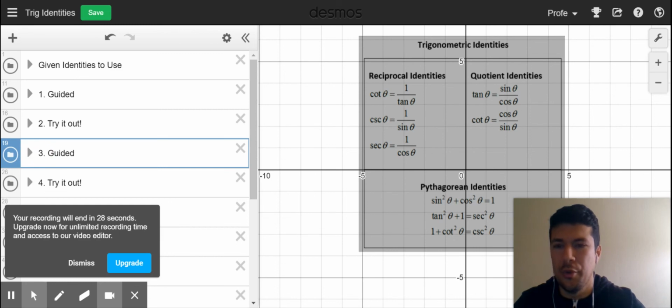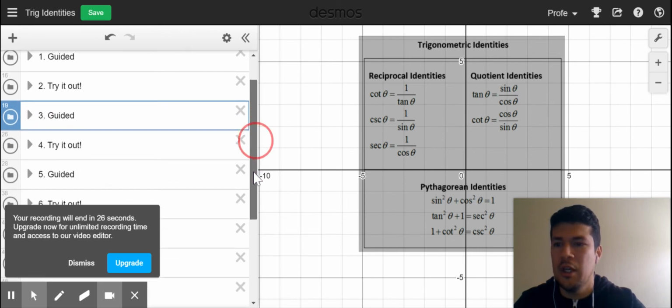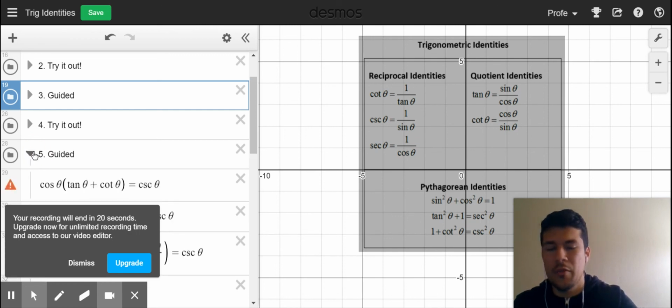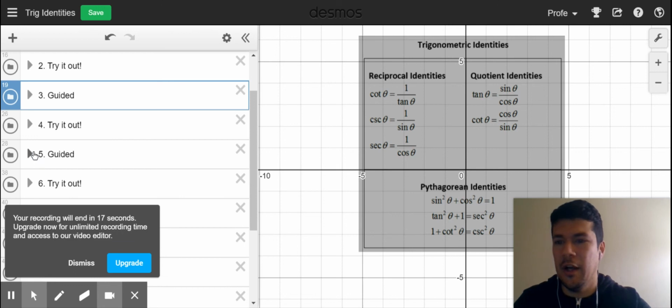Those should get you through the first 4 problems. Then you can try out 5, 7, and 9, which are all guided. It shows you all the work, so you can use those. And then 6, 8, and 10 are very similar to the problems right before them, so you should be able to knock those out.